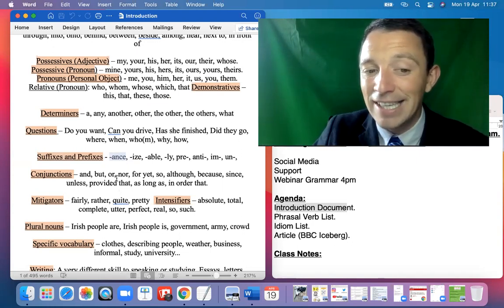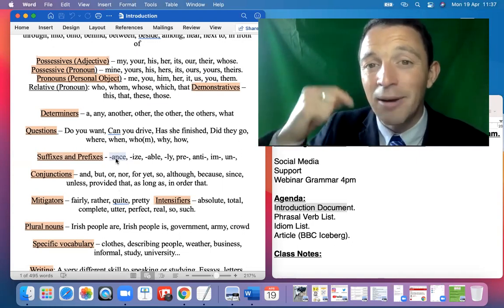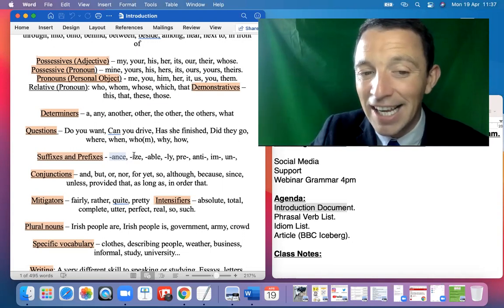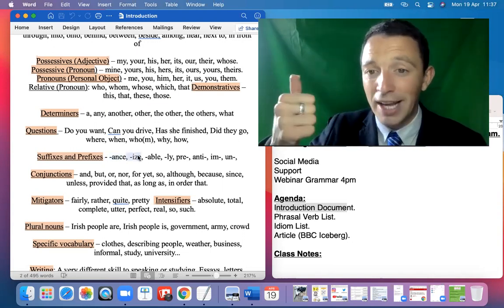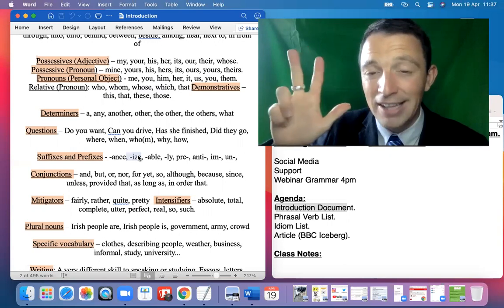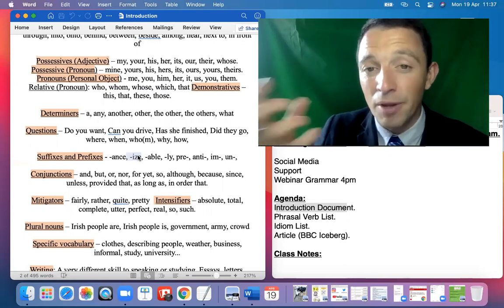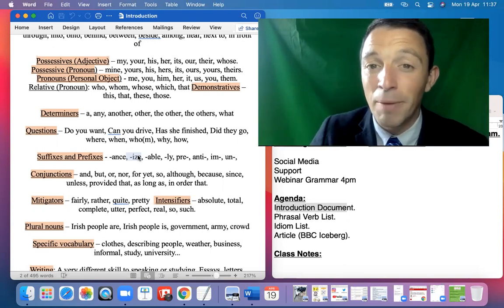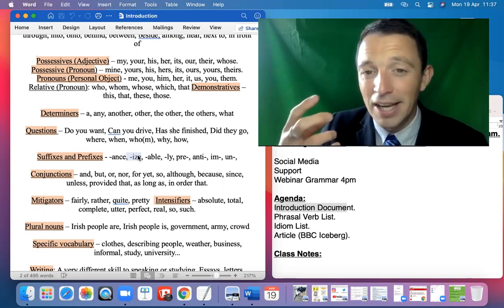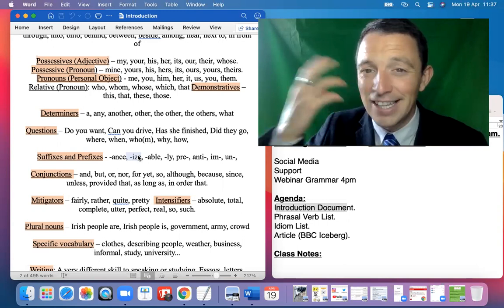For example, ANCE is normally the noun, the importance. Okay, IZE is typically the verb, to realize, to monetize, to fantasize. So when you see the suffix, it's a big indicator for the form of the word. And when you learn English, it's important to keep in mind this concept.